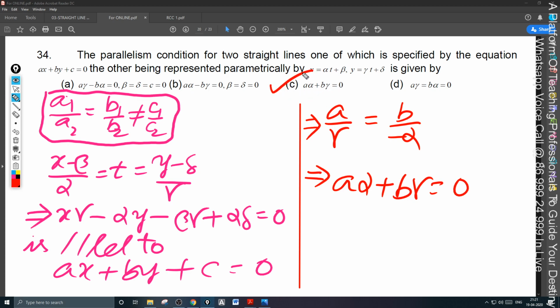Option C please. Because it is not equal to C1 by C2, we don't take this. There is no use at all by taking that. If this happens, they will be parallel. That's it.